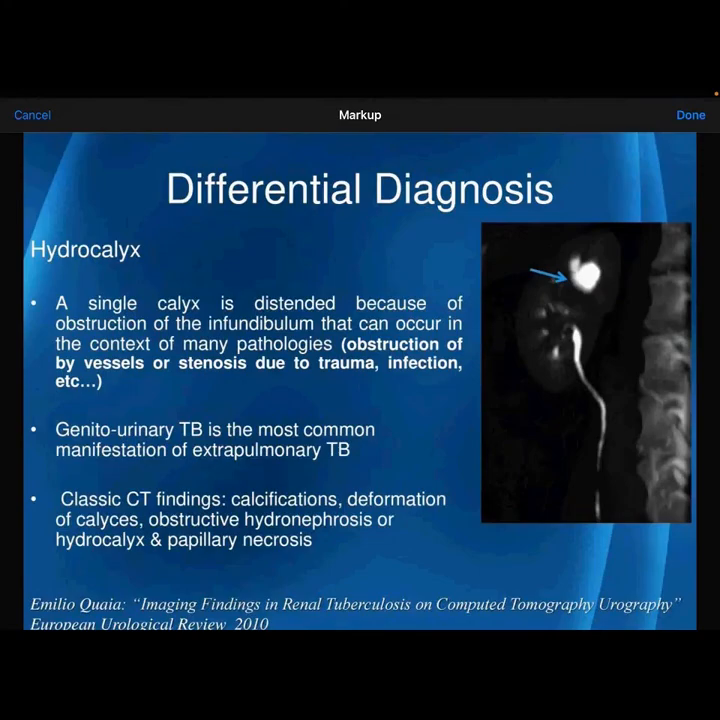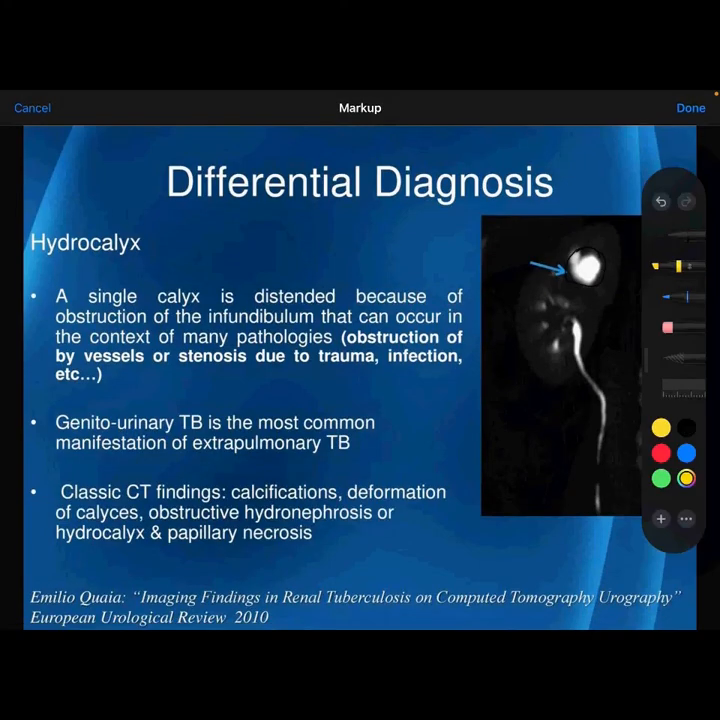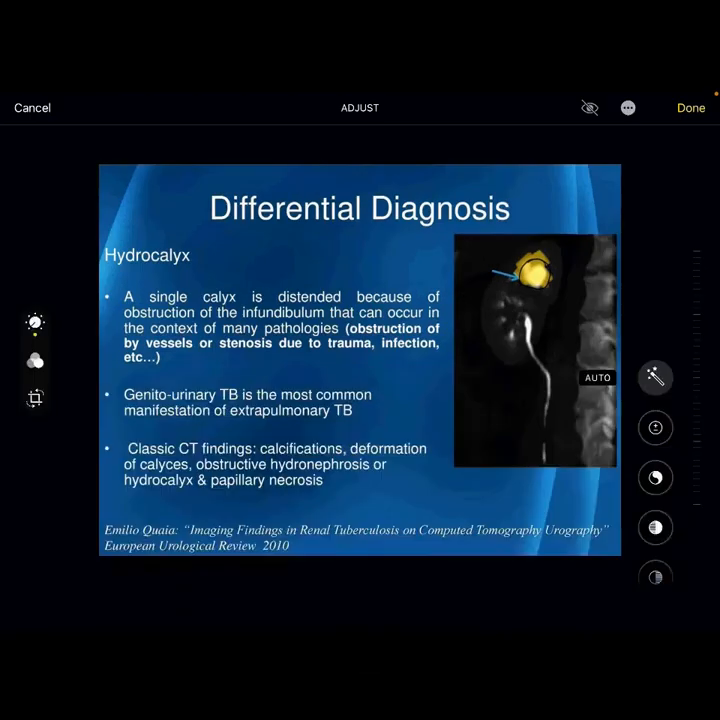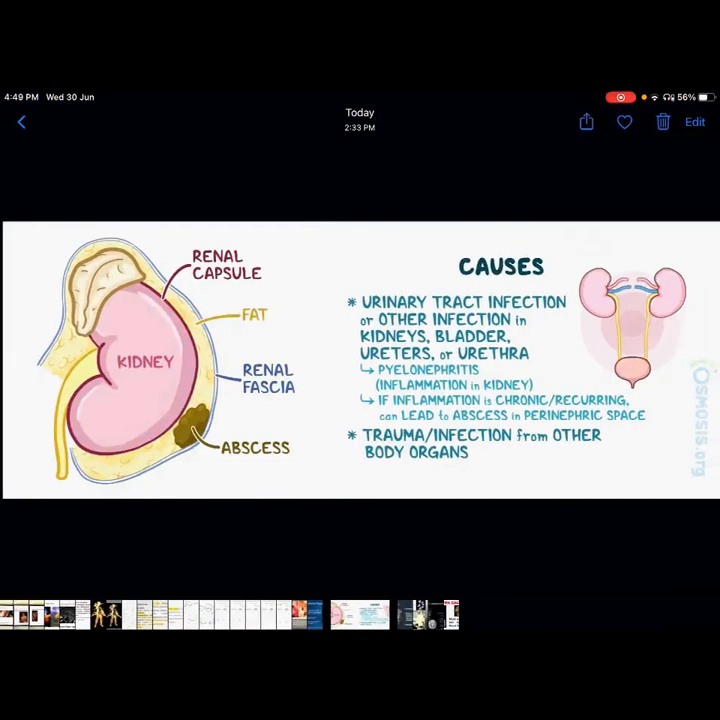This is what we call hydrocalyx. See, one calyx is severely dilated. Due to that, even the other calyces will get distorted by this very large calyx.